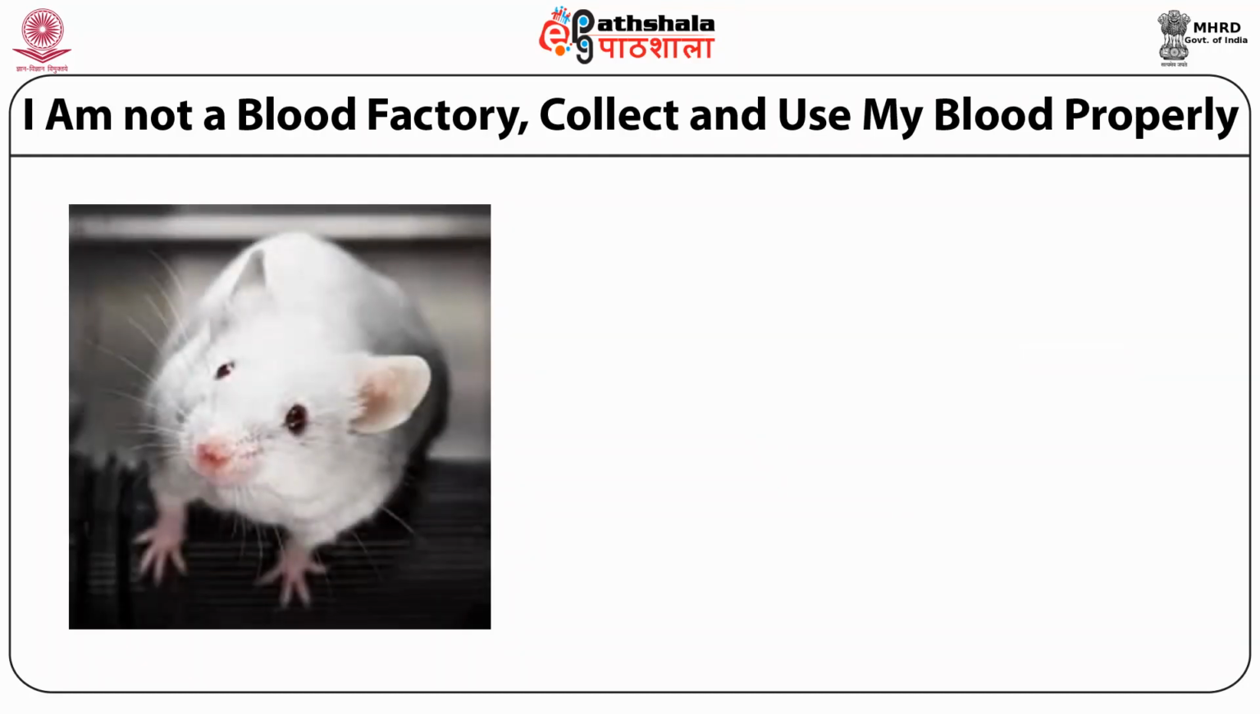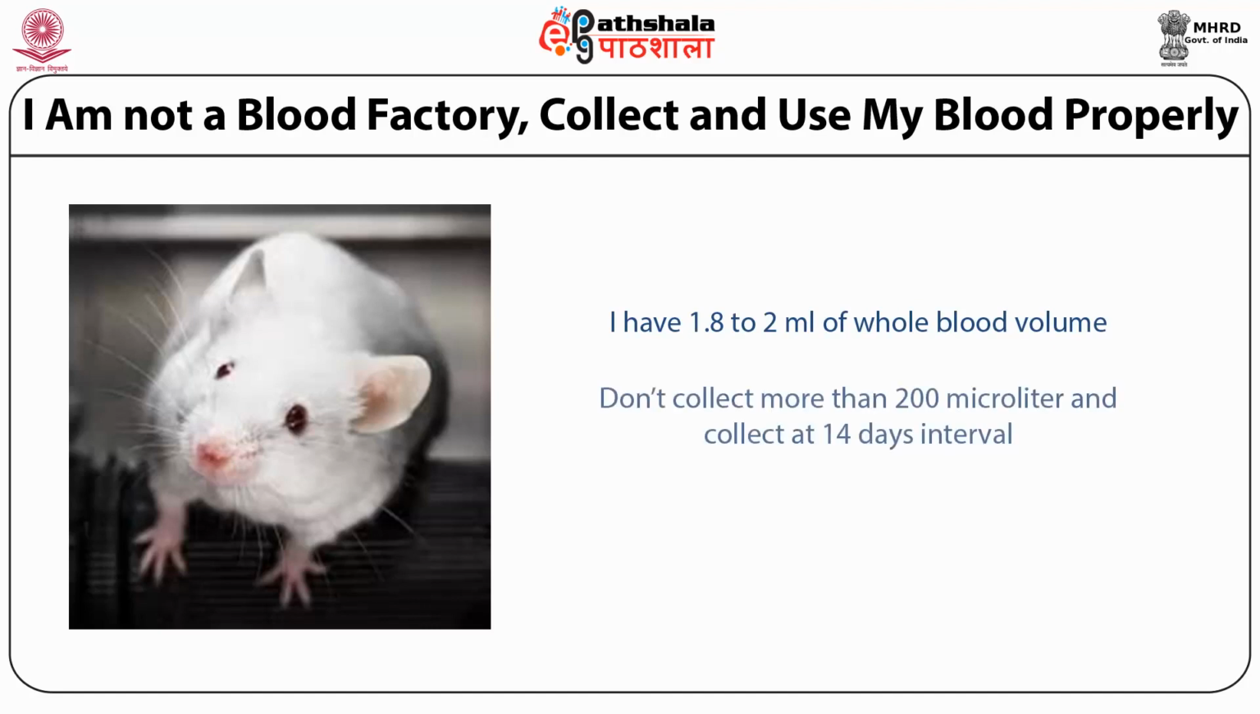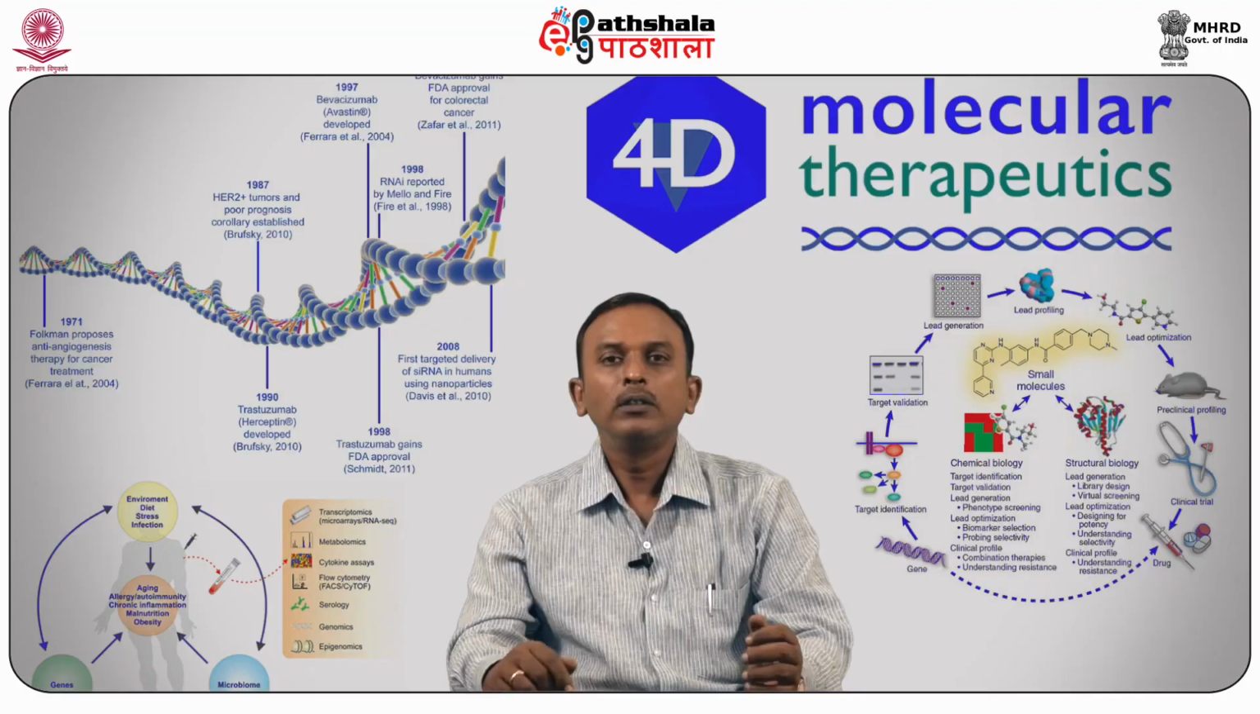For example, a mouse usually has 1.2 to 2.4 ml of whole blood. That is the total volume of blood in a mouse, and you should not collect more than 200 microliters, and the collecting interval should be around 14 days. This is important for any study, and the animals will not have problems, and the health of the animal will also be very good.